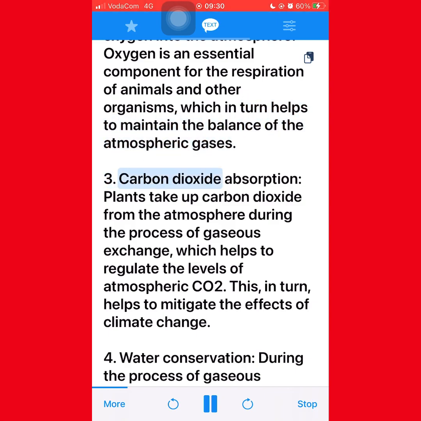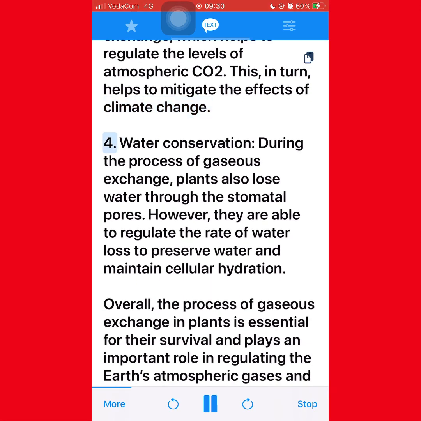3. Carbon dioxide absorption. Plants take up carbon dioxide from the atmosphere during the process of gaseous exchange, which helps to regulate the levels of atmospheric CO2. This, in turn, helps to mitigate the effects of climate change. 4. Water conservation. During the process of gaseous exchange, plants also lose water through the stomatal pores. However, they are able to regulate the rate of water loss to preserve water and maintain cellular hydration.